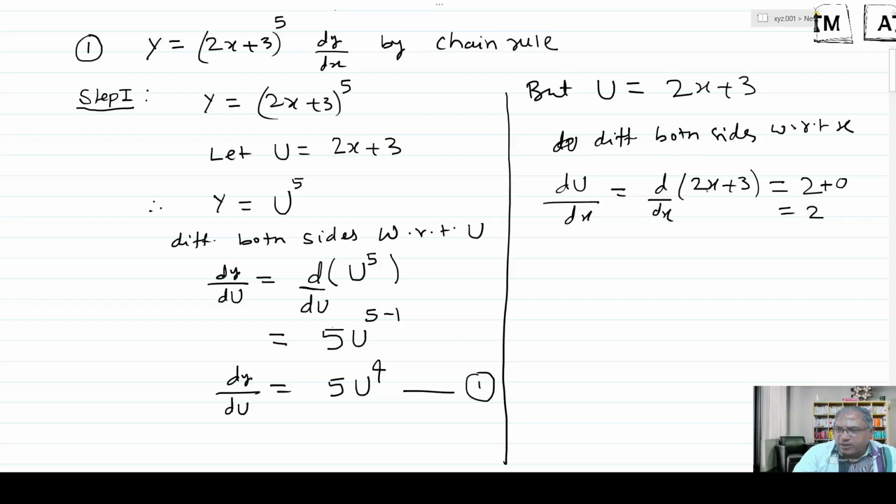Here, derivative of 2x is 2. Derivative of 3x is 3. Derivative of 4x is 4. Derivative of nx is n. You remember this one.